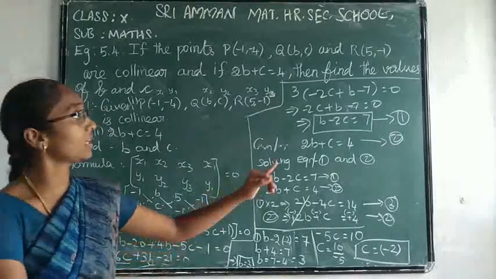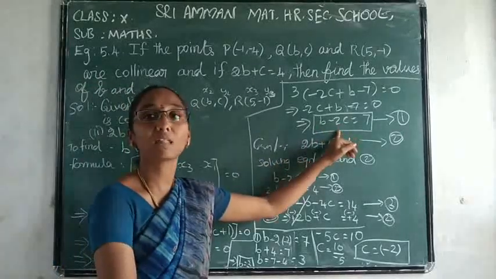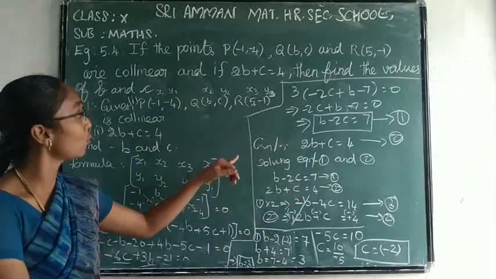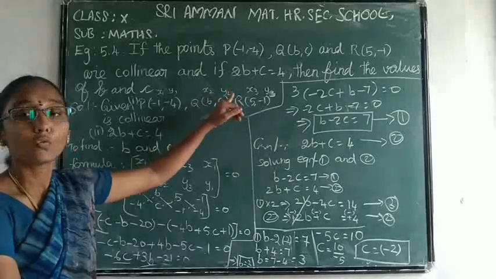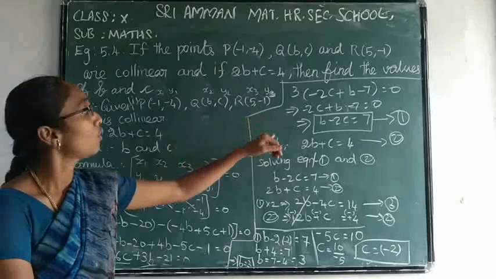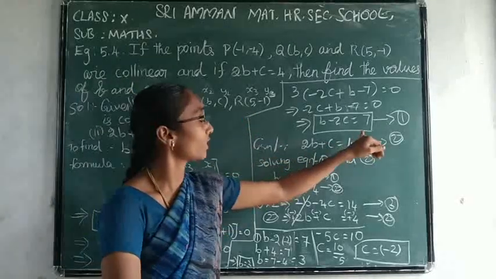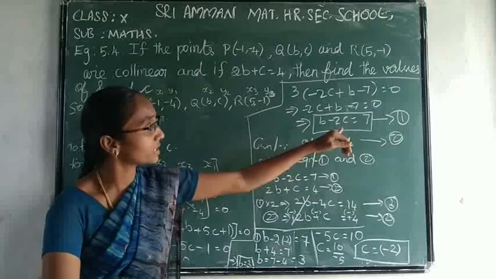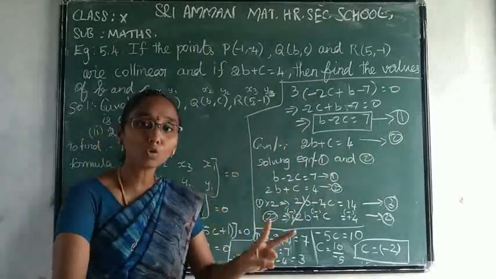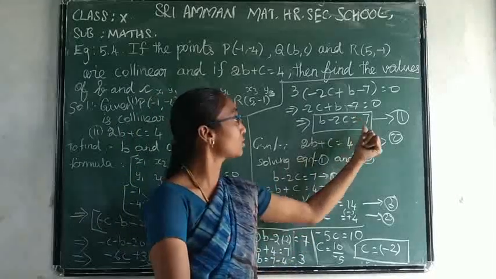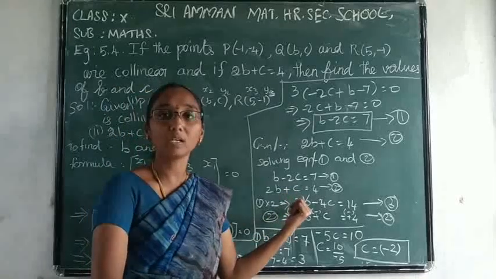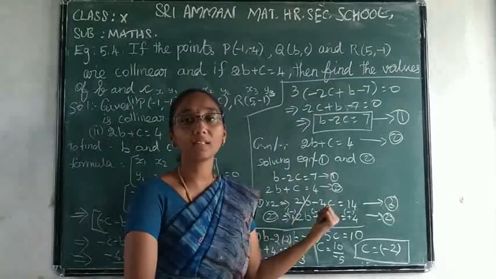What is this equation? b minus 2c equal to 7. The given equation is 2b plus c equal to 4. Now solving these two equations. The first equation is equation number 1, and this given equation is considered as equation number 2. To solve the first and second equations, we need the coefficient of any one variable to be equal. Afterwards you can easily solve.